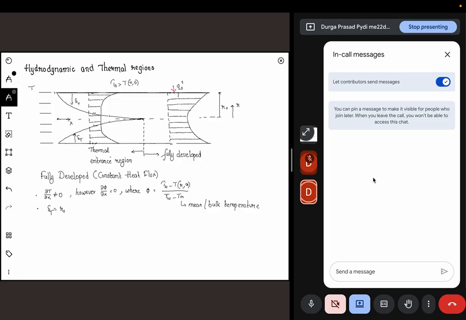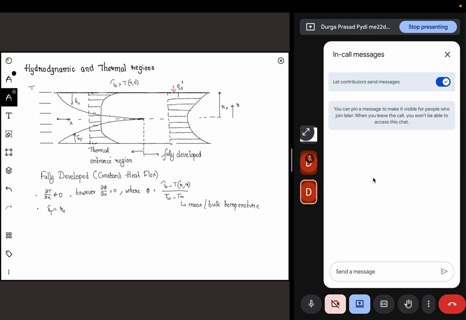So what will the Prandtl number determine then? Yes. The Prandtl number will determine the extent of this region. Depending on the Prandtl number, your hydrodynamic entrance region can stop here or it can stop here, depending on what the Prandtl number is.